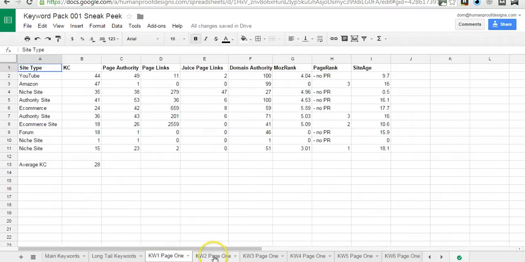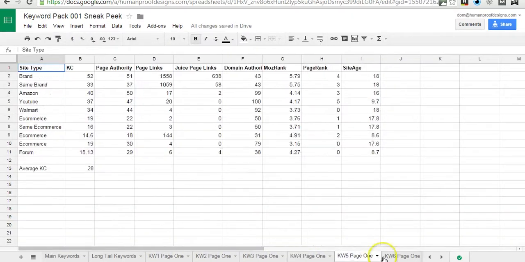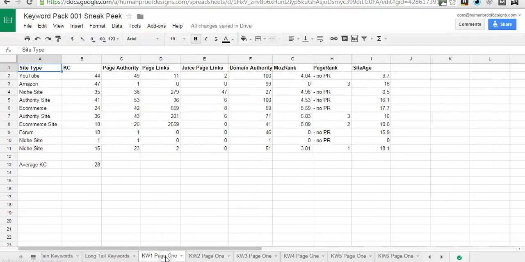Okay, so what I've done is I've got the page 1 analysis for every main keyword here. This is what page 1 looks like in Google. You've got the 10 results here, and I haven't given you the URLs, but I'm telling you what the site is like. So this one is YouTube, Amazon. This is just a niche site, an authority site, e-commerce. That would be a site that actually sells the product themselves, like Amazon is an e-commerce site.